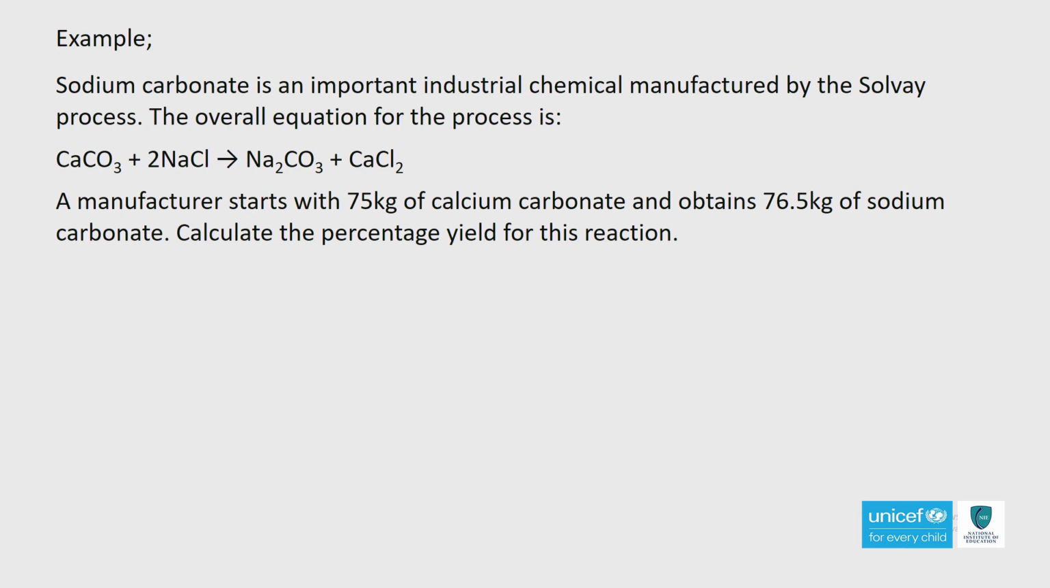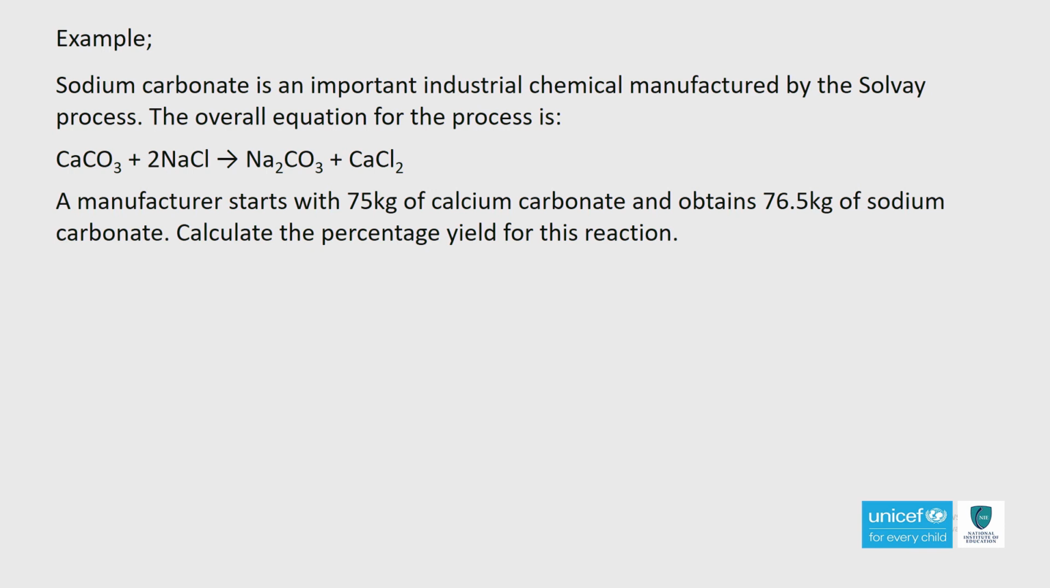In this reaction we are using 75 kilograms of calcium carbonate, and then we are obtaining 76.5 kilograms of sodium carbonate. Calculate the percentage yield for this reaction. So the manufacturer is using 75 kilograms of calcium carbonate to make 76.5 kilograms of sodium carbonate. That's the yield of the reaction, and that's the reactant that we are using.